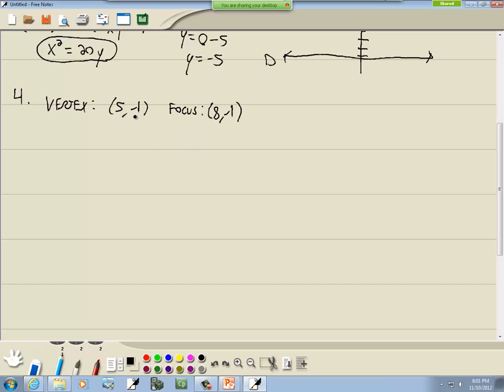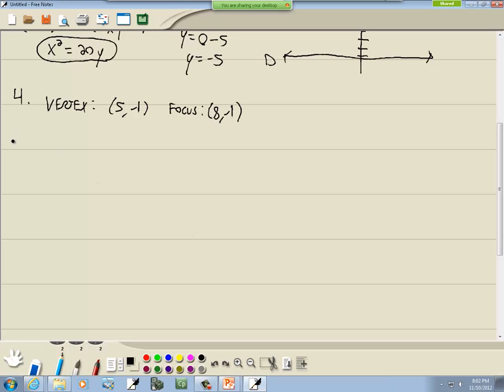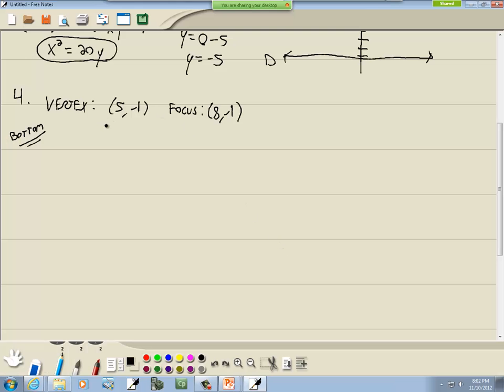Okay. Notice the y parts are the same, aren't they? They're both negative 1. So if I come here, our y part's the same as the bottom formula. See how the k? So y parts are the same. So we're going to use the bottom formula in this. For the bottom formula, of course, vertex is always hk, so that's nothing surprising there. So h is 5, and k is equal to negative 1.